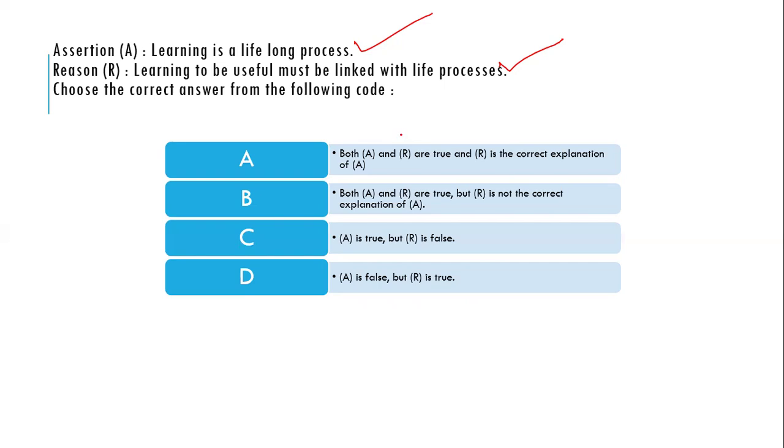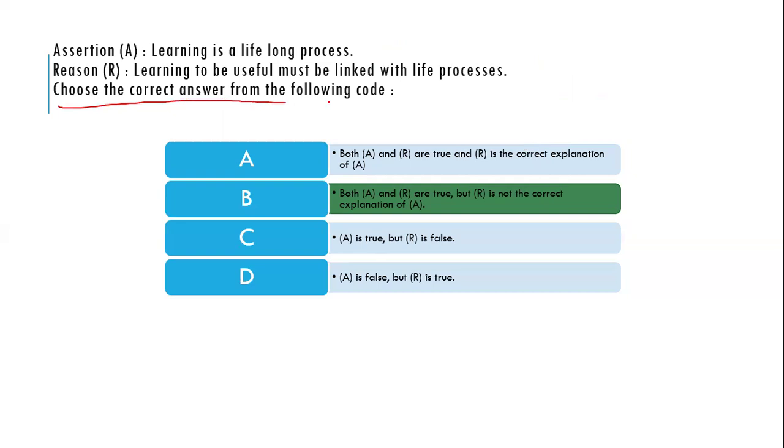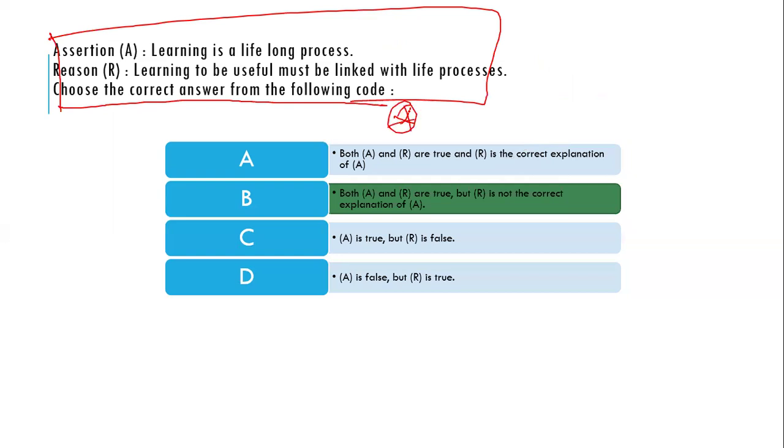Maybe, but it's not possible. We have some structures like 5 plus 3 plus 2 plus 3, like school plus college, and we have some restrictions also. And also we have some open forums to learn, like Ignou; anyone can learn from Ignou. So learning to be useful must be linked with life processes. Both are true, so we will check whether it is the correct explanation. The answer given is that it is not the correct explanation of A. I don't know why it is not the correct explanation, so we should check this. I will check and explain it later.